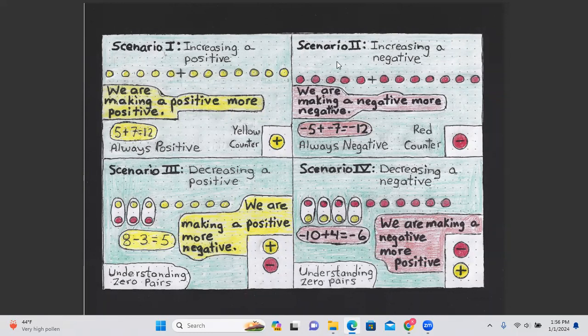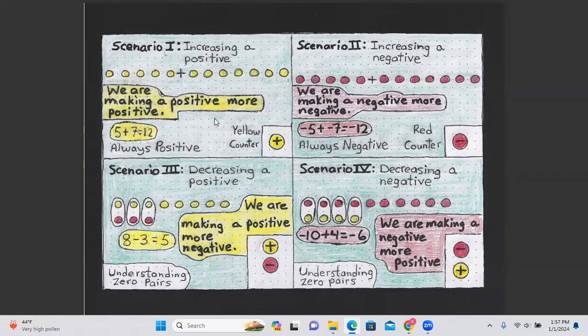And let's compare that to scenario 2, where we are increasing a negative, making a negative more negative. And so we have our red counters to indicate negative. And so we have 1, 2, 3, 4, 5, which indicates a -5 plus a -7, 1, 2, 3, 4, 5, 6, 7, and a negative plus a negative will equal a negative. And so in this case, our answer will always be negative.